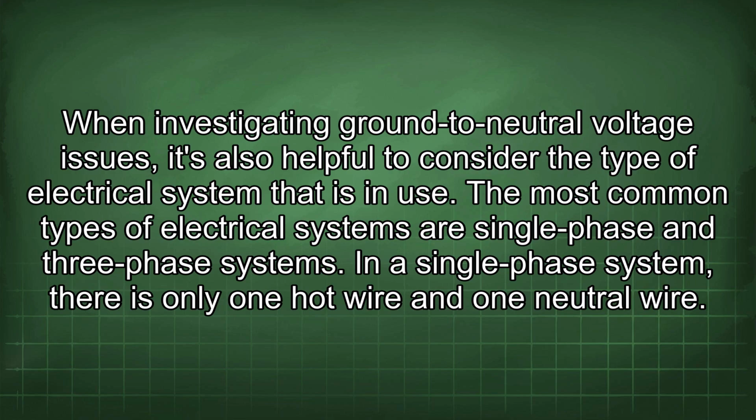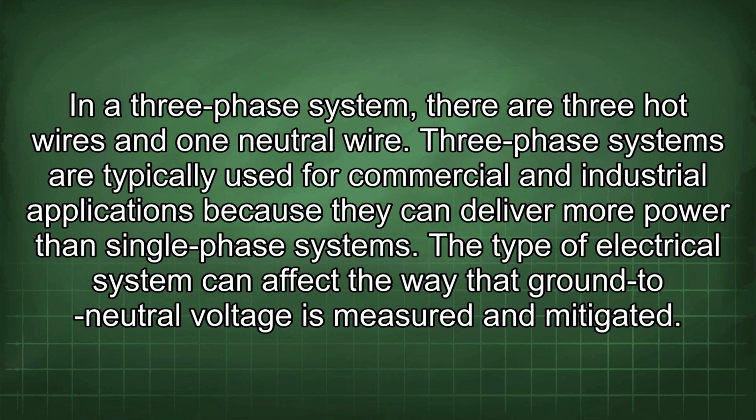is in use. The most common types of electrical systems are single-phase and three-phase systems. In a single-phase system, there is only one hot wire and one neutral wire. In a three-phase system, there are 3 hot wires and 1 neutral wire. Three-phase systems are typically used for commercial and industrial applications because they can deliver more power than single-phase systems. The type of electrical system can affect the way that ground to neutral voltage is measured and mitigated.